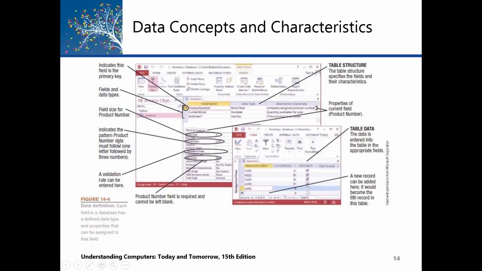Okay, so this is description. This is nothing but description. A validation rule can be entered here. Then table structure. The table structure specifies the fields and their characteristics. Then properties of current field, product number.